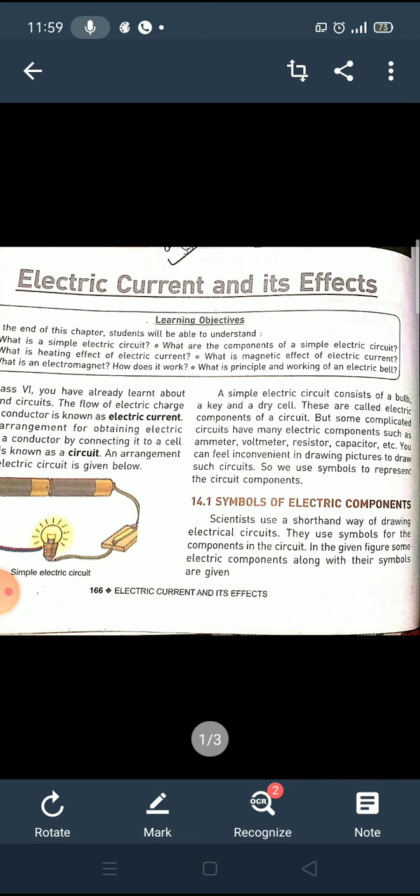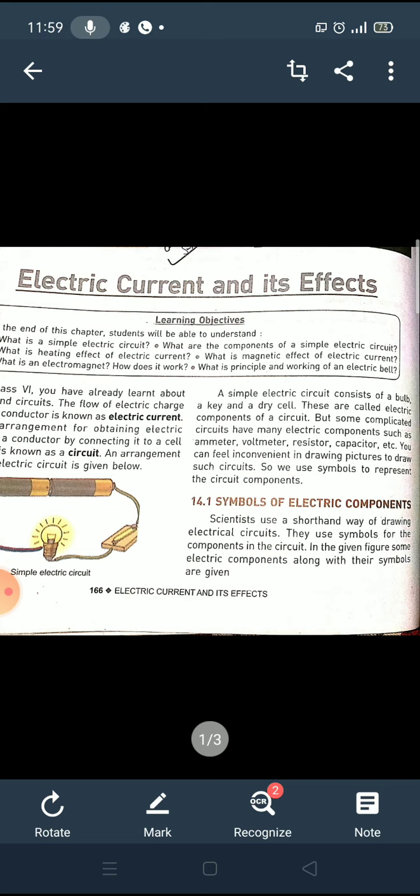So the first question is, what is electric current? What is the meaning of electric current? The flow of electric charge through a conductor is known as electric current. Conductors are the things through which electricity can flow easily. Heat and electricity can pass easily. It is called the conductor. And those things which resist this, from which electricity cannot pass, are called insulators.